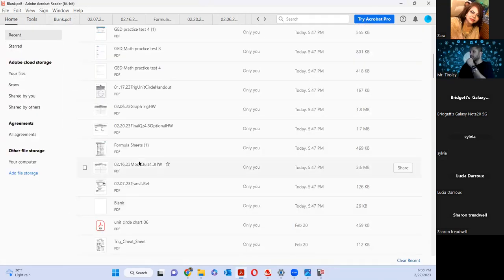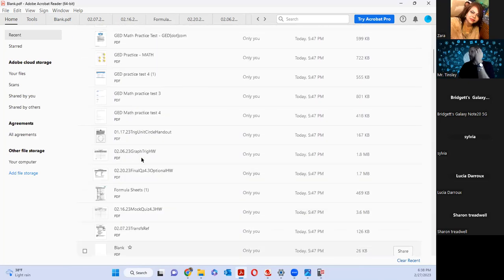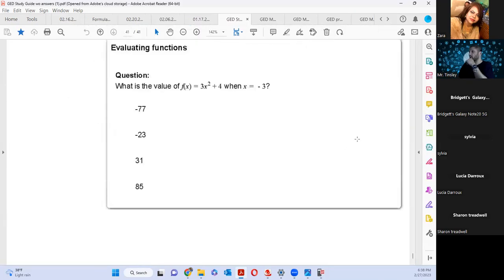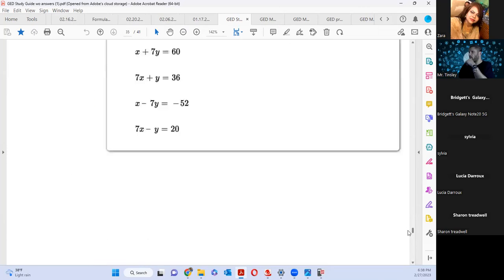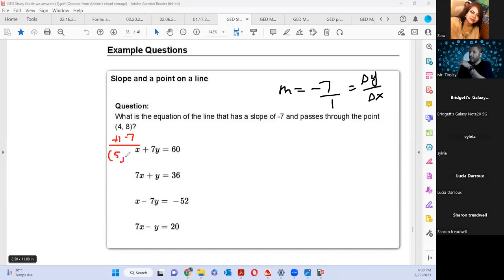Let me show you something. Bam. M equals minus 7 over 1. So my change in y over my change in x means my y is going to change by minus 7 and my x is going to change by plus 1. 4 plus 1 is 5. 8 minus 7 is 1.